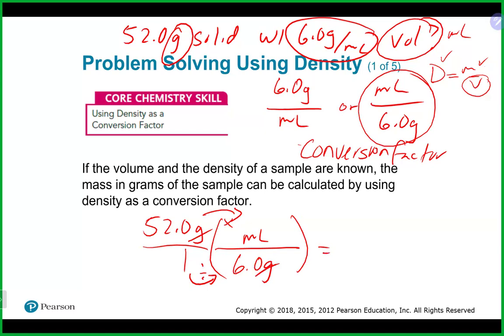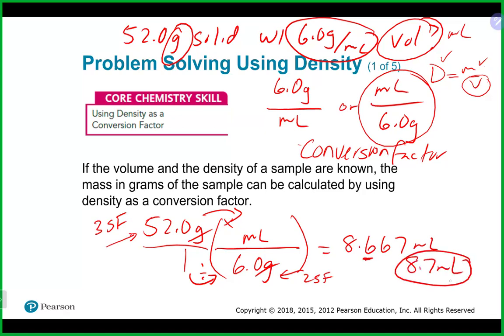Grams go away. I take 52 divided by 6. That gets me 8.667 milliliters. Now I could do my significant figure still. That is 3 sig figs. That is 2 sig figs, which means my answer should actually end up at 2 significant figures and 8.7 milliliters.